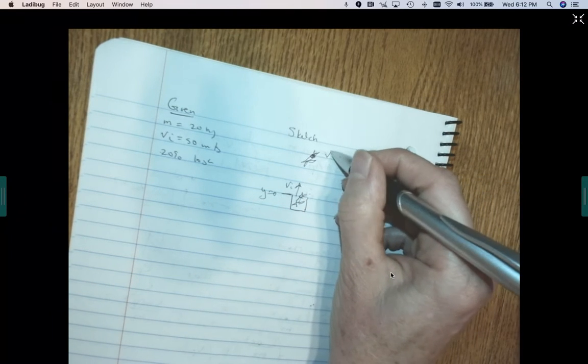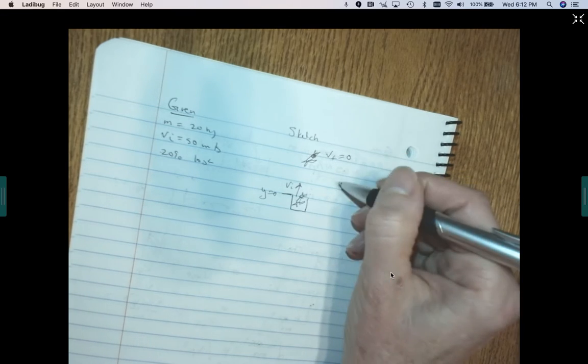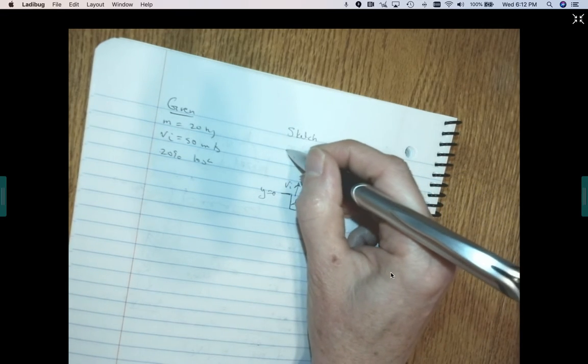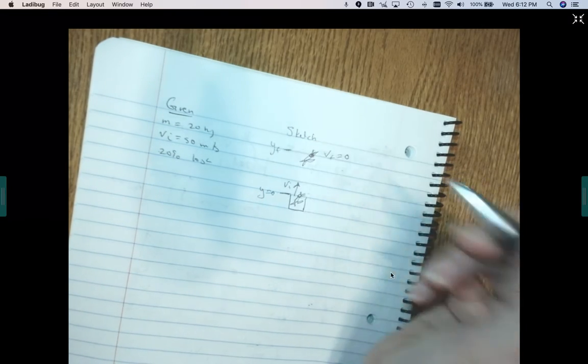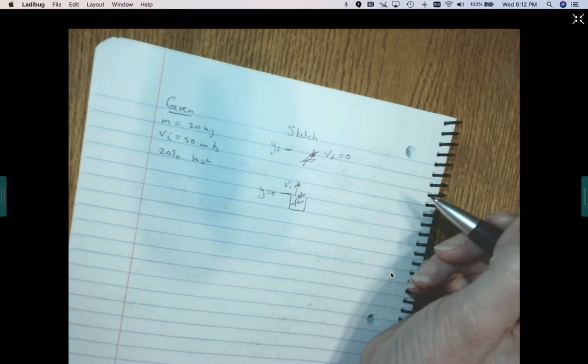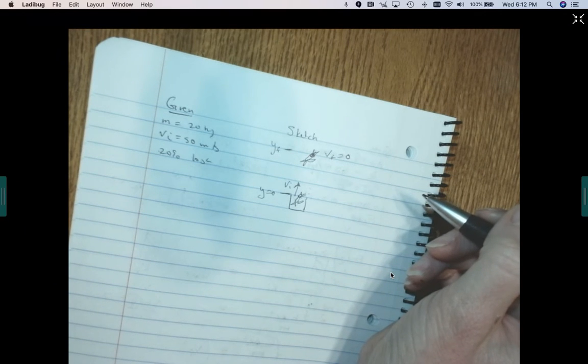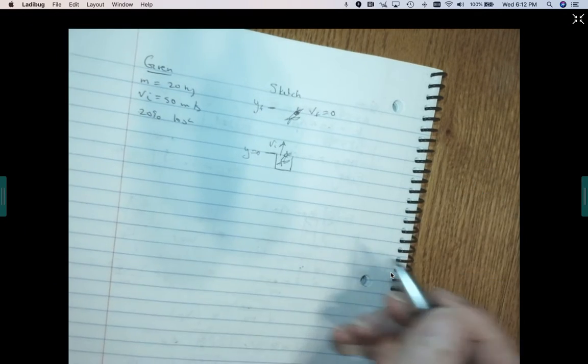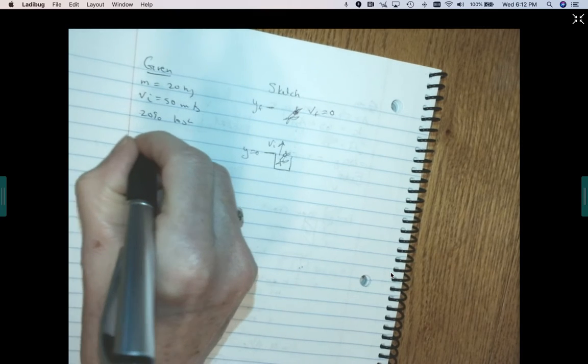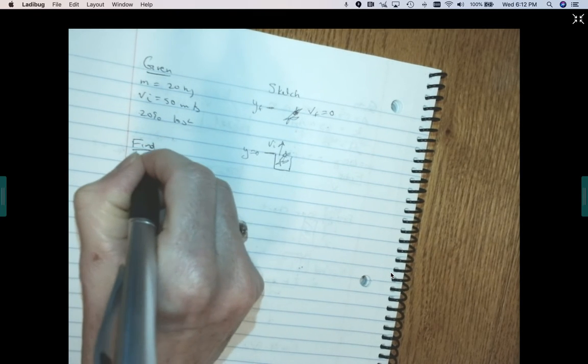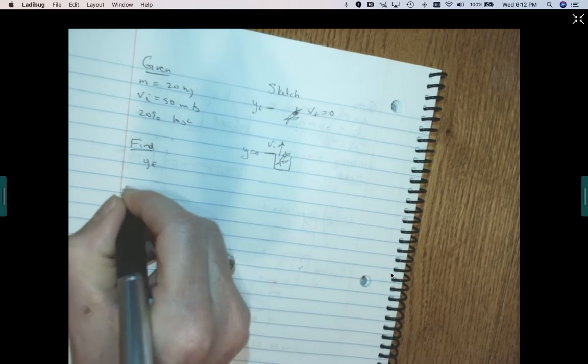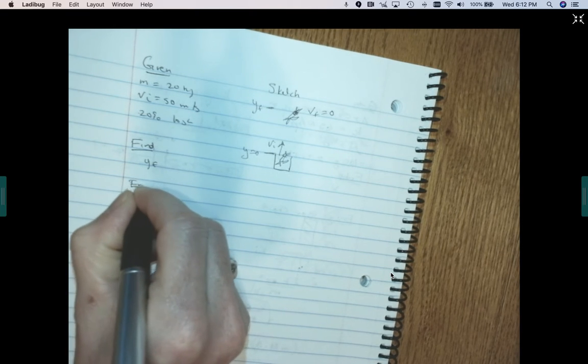And here at the top, my v final is 0, and we'll have some y final. Okay, makes perfect sense. So let's do our energy bar charts. Oh, and we want to find, sorry, forgot to put that, what our final height will be. So our energy bar charts.